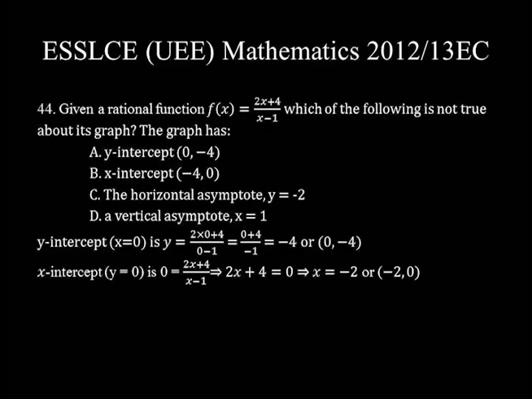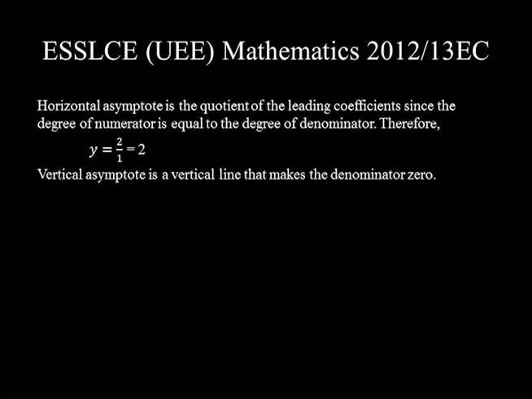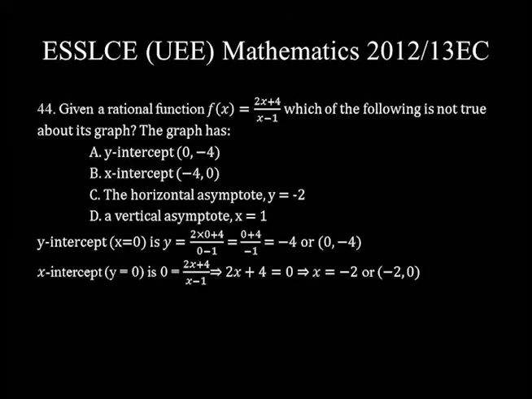Choice D, the vertical asymptote is at x is equal to 1. Vertical asymptote is a vertical line that makes the denominator 0. The denominator is x minus 1, which is equal to 0. Taking negative 1 to the other side of equality, we will find x is equal to 1. Thus, choice D is also true. So the answer is choice B.